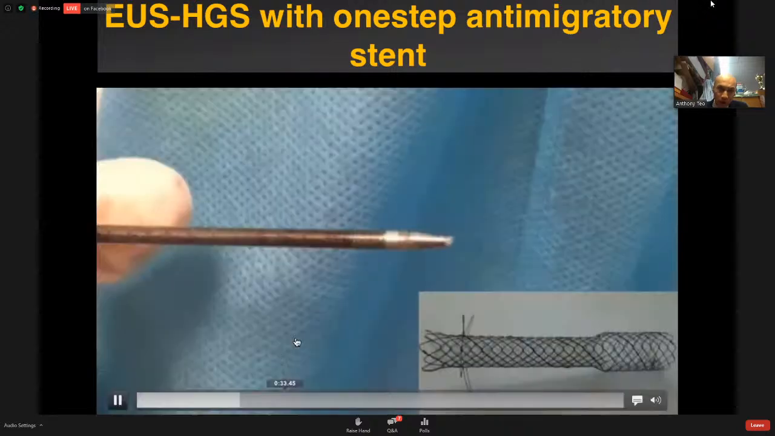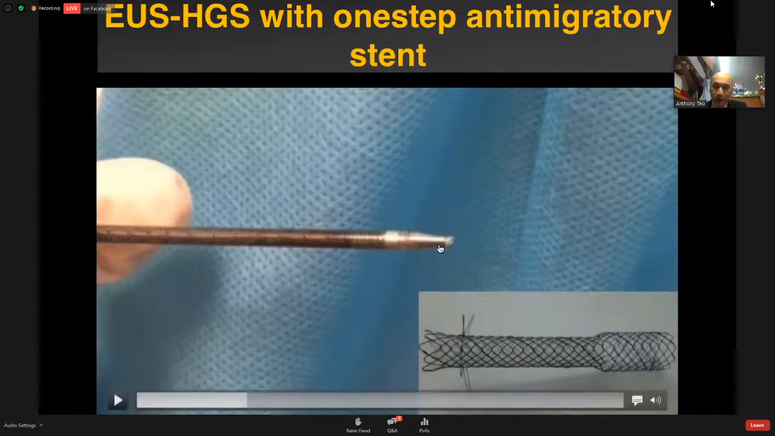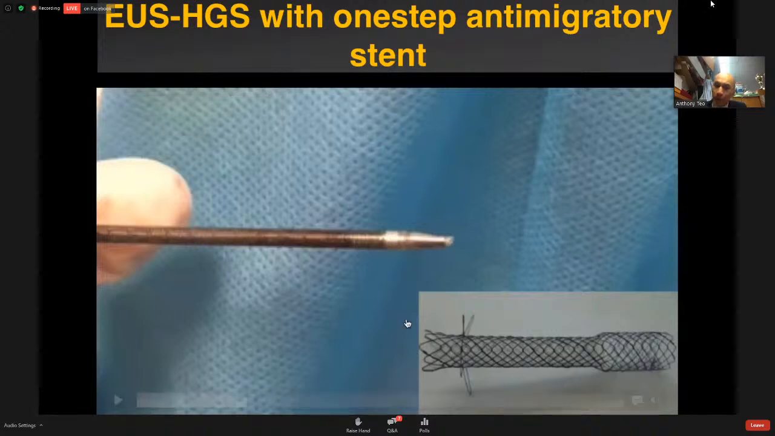And then we exchange the device. This device is what we call a single step device. You can see the delivery system in the tip. There is a sort of a dilator, meaning I do not need to dilate the tract before placement of a stent.